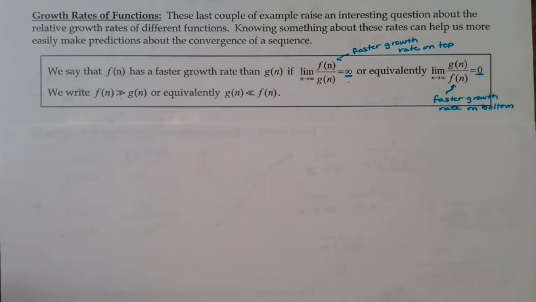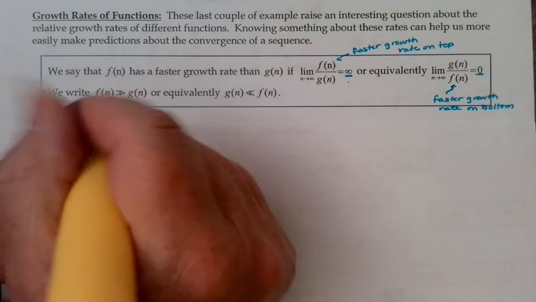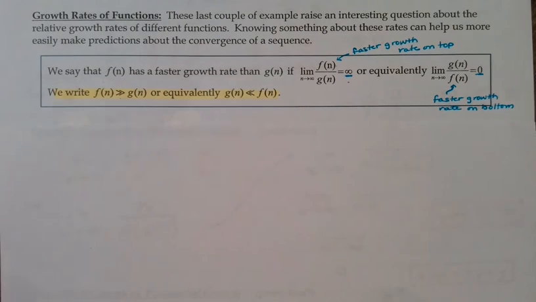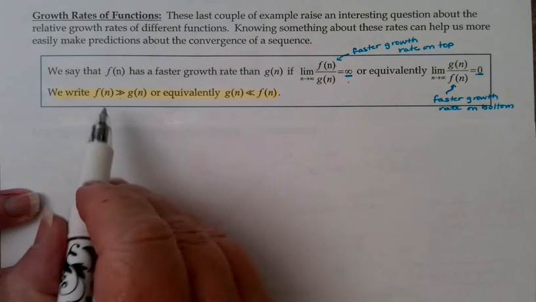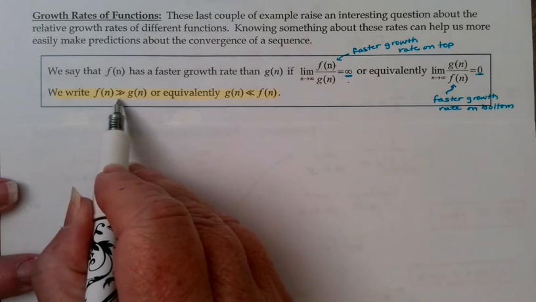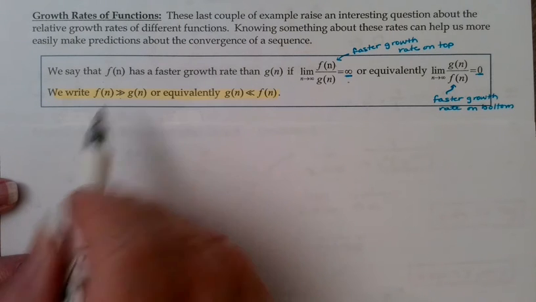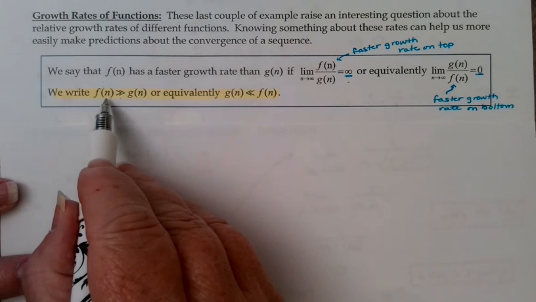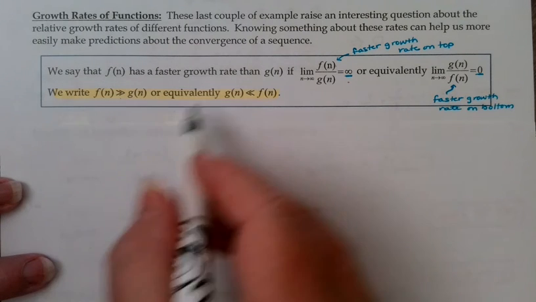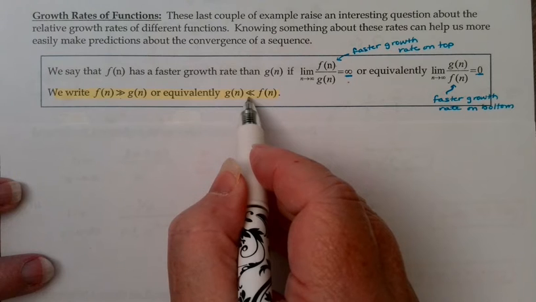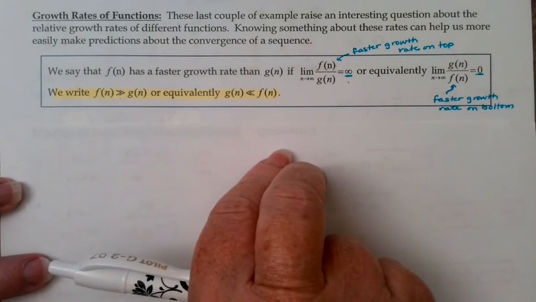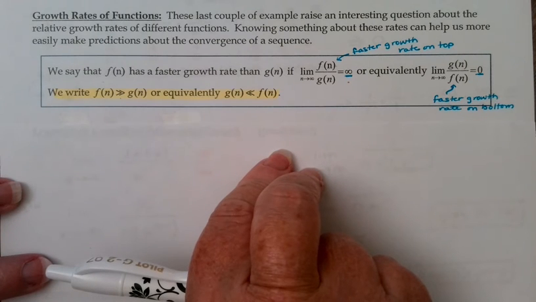This is just a little bit of notation. We can write that if f has a faster growth rate than g, we use this double greater than. It doesn't just mean that the values of f are bigger than the values of g. It means that f is growing at a faster rate than g, or equivalently, g is growing at a slower rate than f.